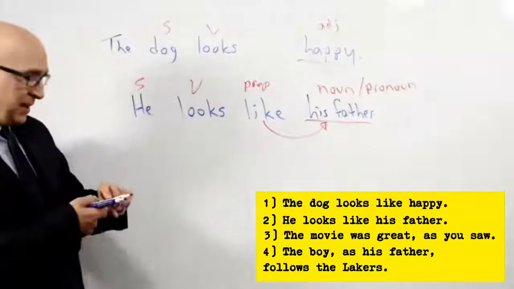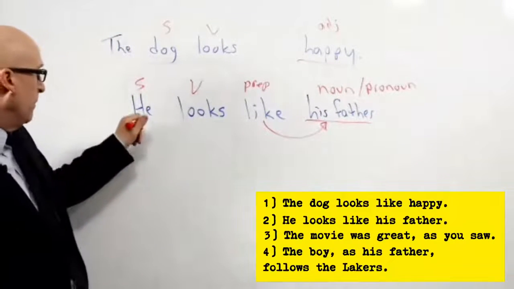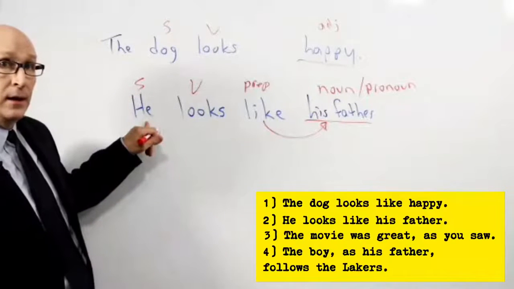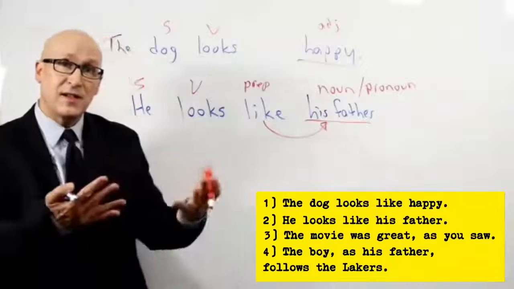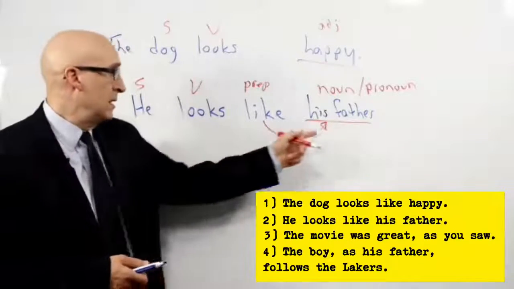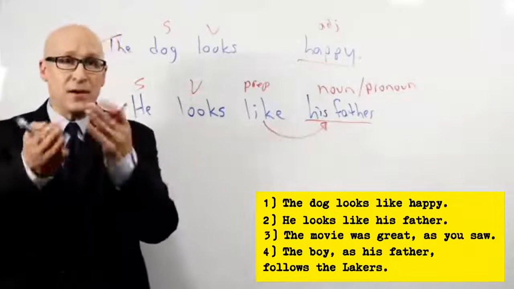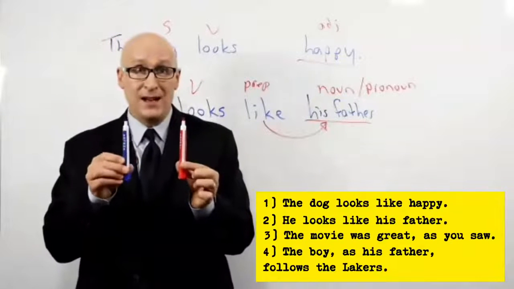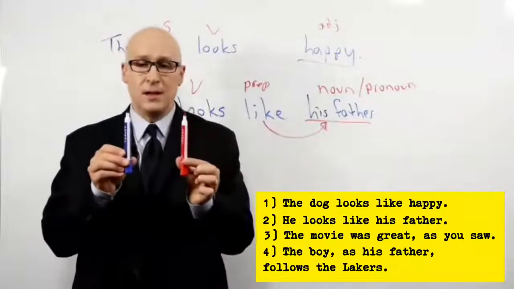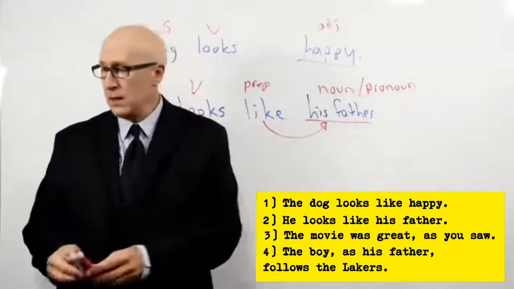In this sentence, it's telling us that the boy, right? The boy is similar to his father. So it's expressing similarity. He looks like his father. He's like his father. They are similar. This pen is like this pen. They're very similar. This pen is like this pen.